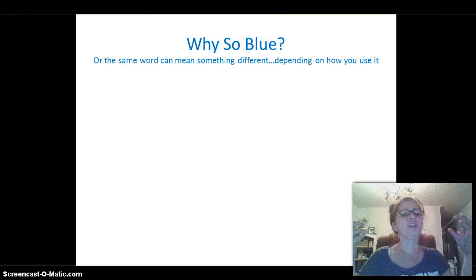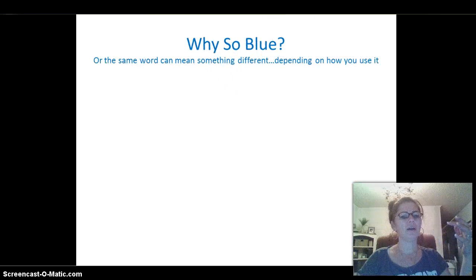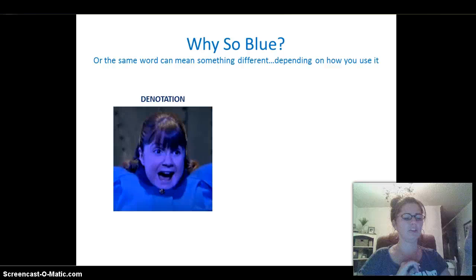So that brings us to a word that can mean something different depending on how you use it. And those other words really did do that, but it was more positive versus negative. Now here we have, why so blue? We've all heard that. Why so blue, Pooh? So on one side of the spectrum, we have the denotation, which means you're blue. If you said that to somebody who was blue, you would mean it.